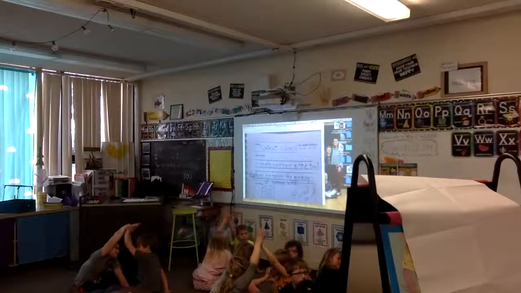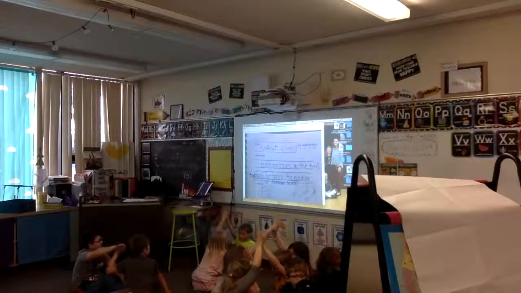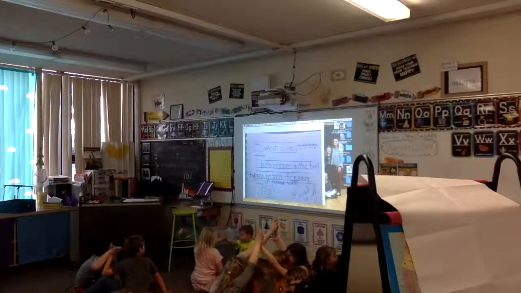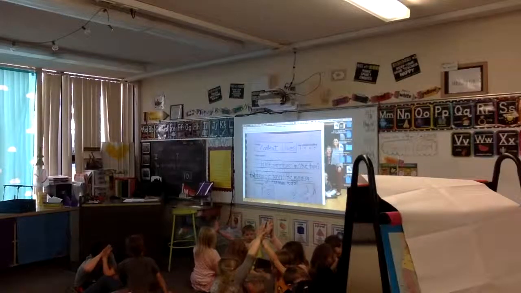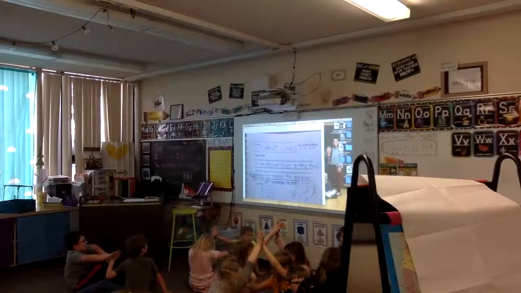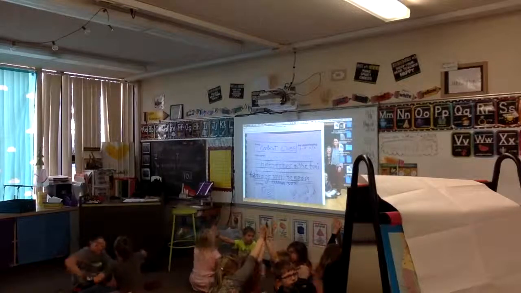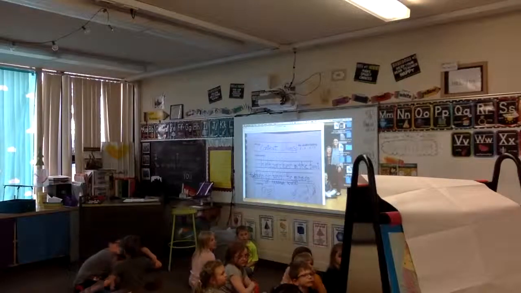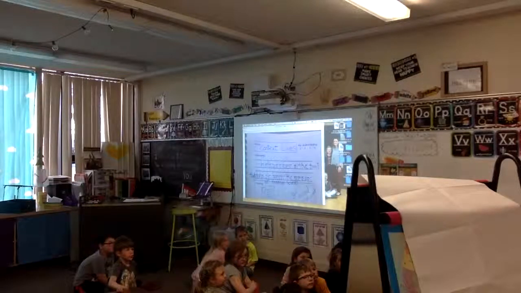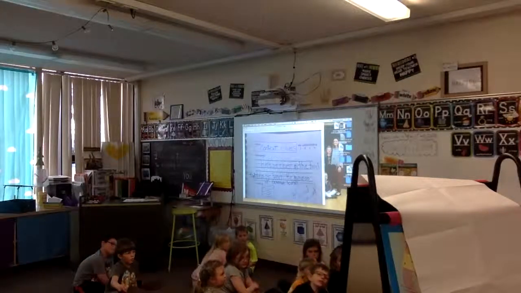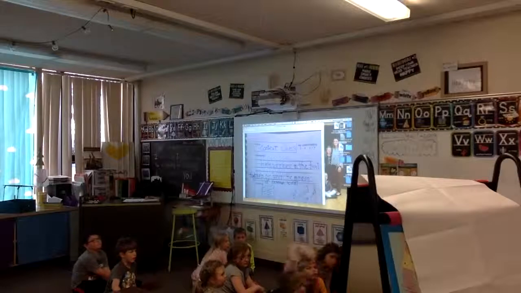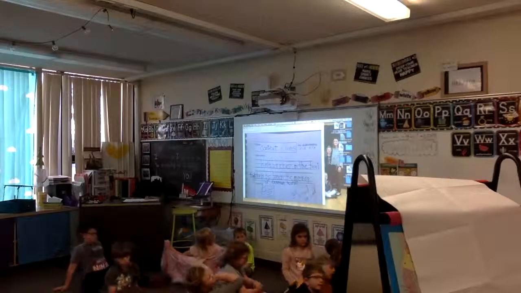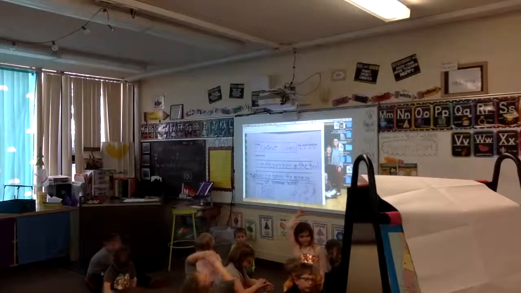Hey, it's right up there. It tells you what clues in the text help you learn the meaning of unknown words. You look around the word, you look in the word, you look at the word. Those are context clues though. Context clues are hints or clues in the text that help you figure out unknown words.